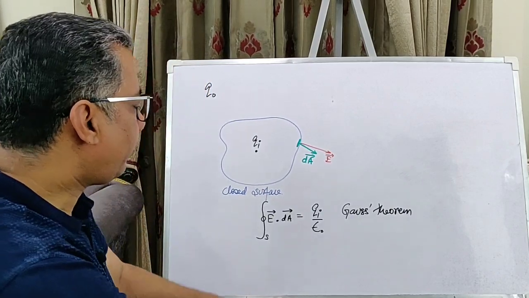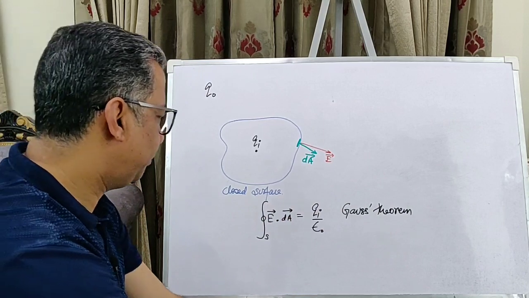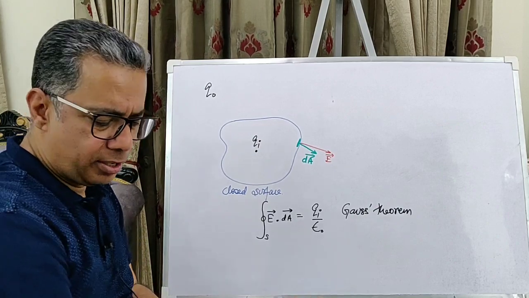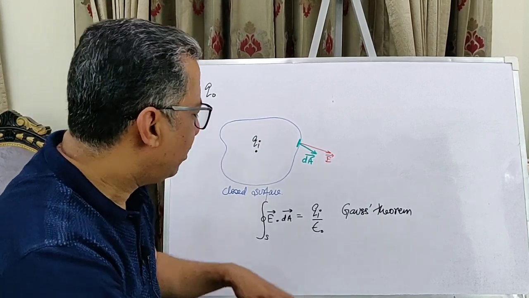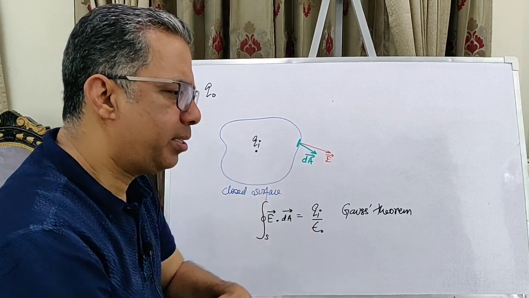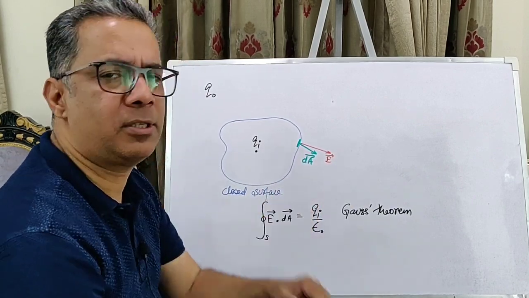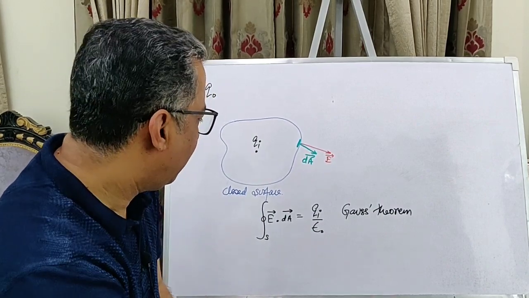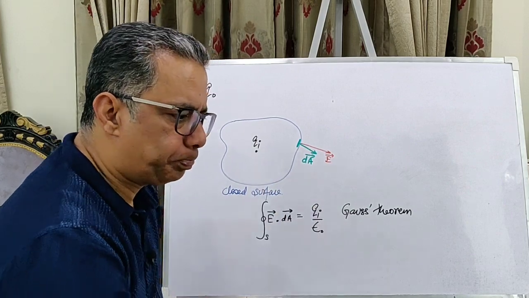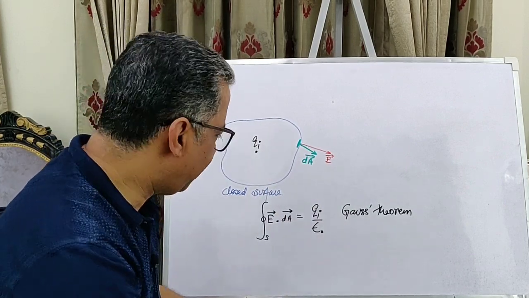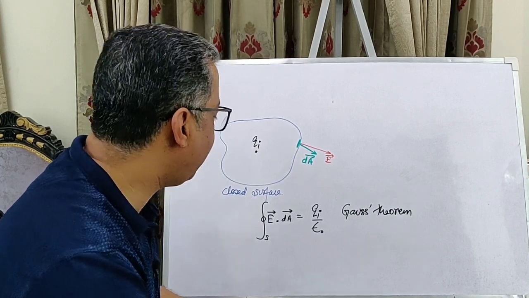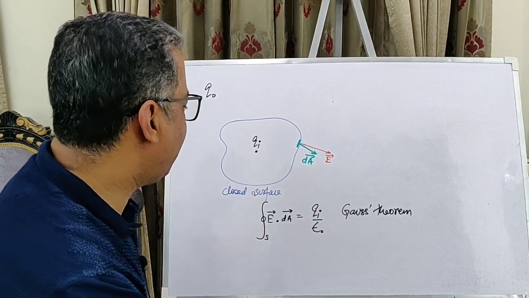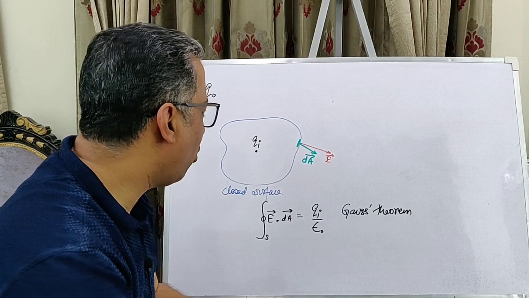Now this theorem is kind of an alternate version of Coulomb's law really. So you either state Coulomb's law or you state Gauss's theorem. You're actually stating pretty much the same thing. So they're completely compatible with each other. They are actually almost the same thing. It's actually just a different way of looking at Coulomb's law.